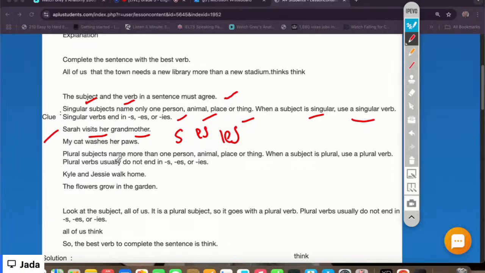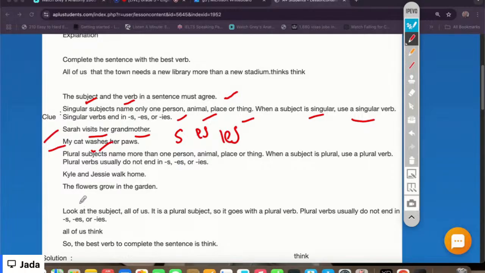Okay, so you see that Sarah is singular. She has a singular verb which is visits, and visits ends with s. So note that the singular verbs always end with s, es, or ies. So we have my cat washes her paws. So my cat is singular, and then the verb is singular as well, which is washes. So the singular verb ends with s, es, or ies.